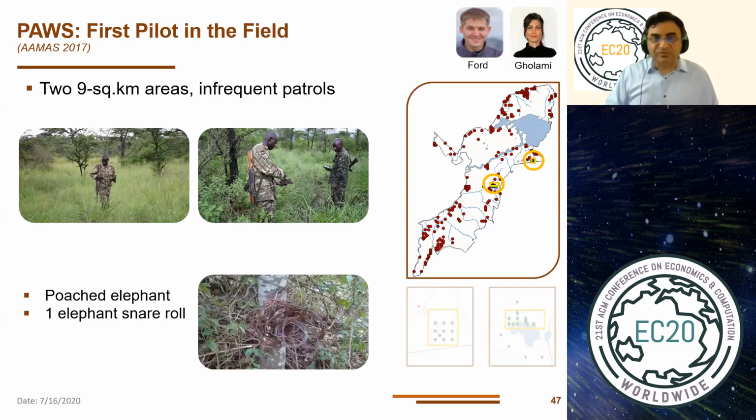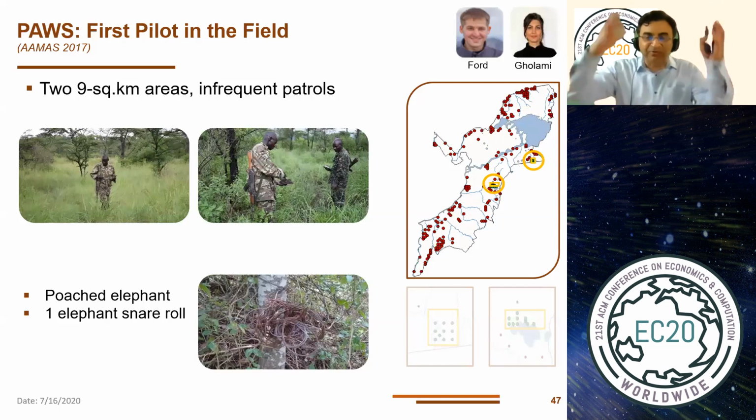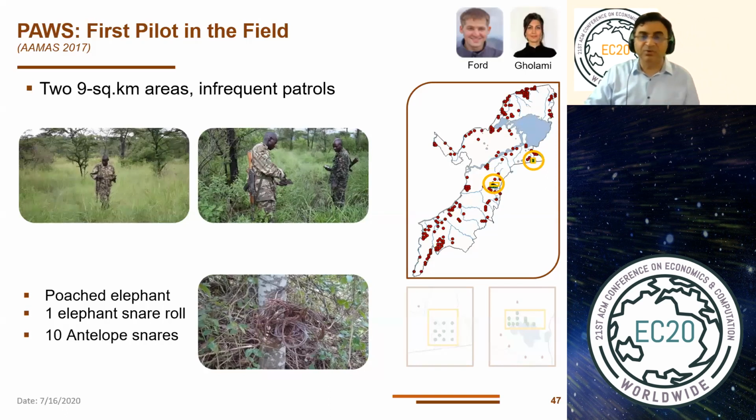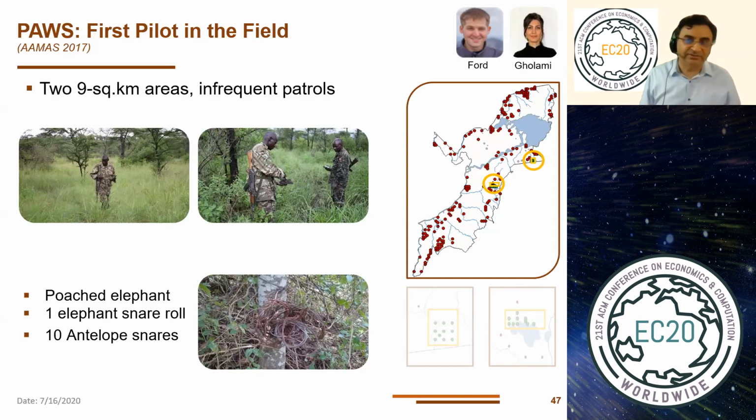Then came great news. We found a whole elephant snare roll. This is the actual picture of that elephant snare roll, and removed it. So poachers were active in the area. They were killing elephants, but before they could kill the next set of elephants, we were able to remove the snare roll, hopefully saving lives of elephants. Then whole antelope snares were found. And so this first pilot was seen to be a success in predicting new areas where poaching is going on and removing snares.